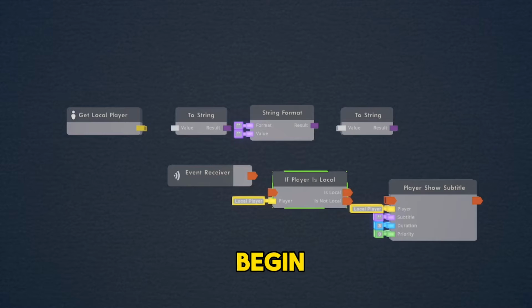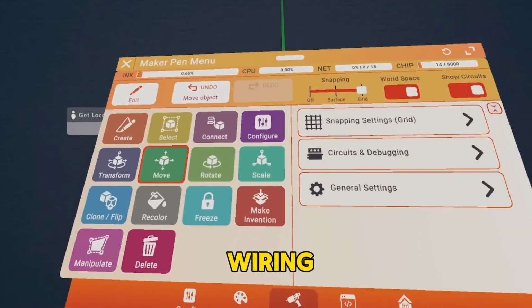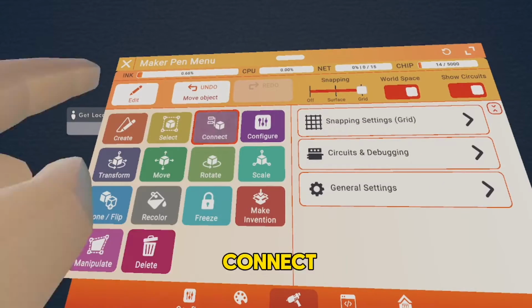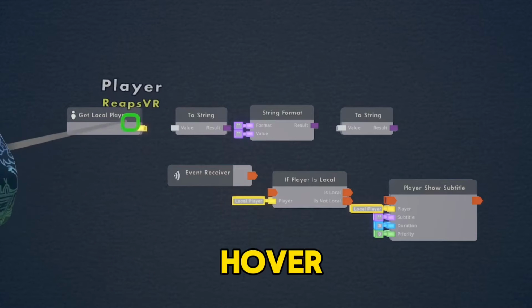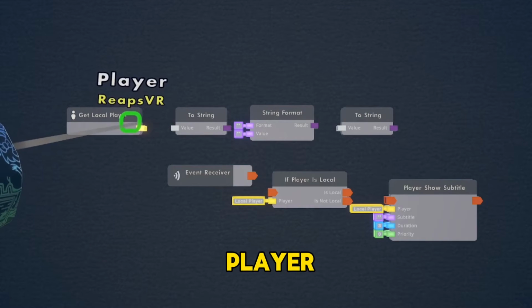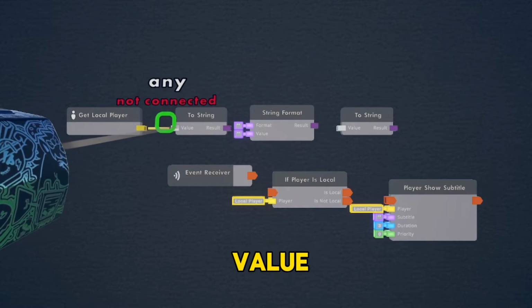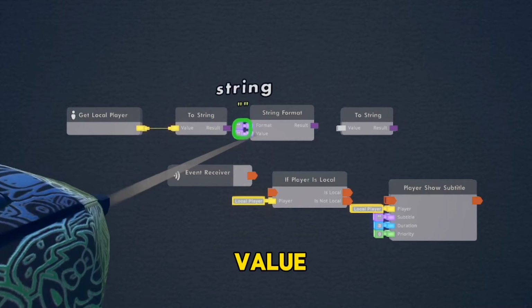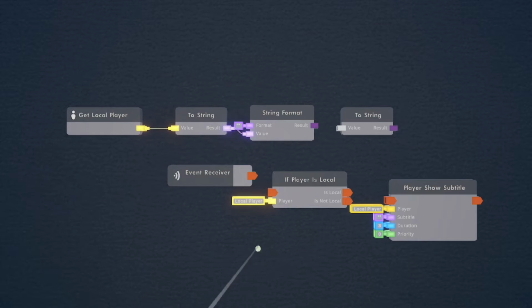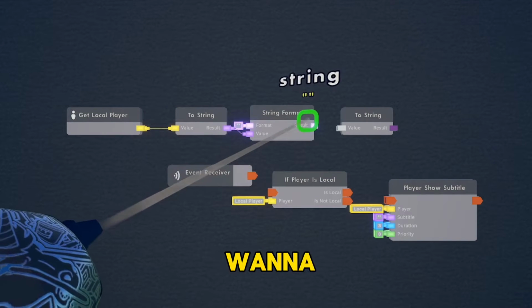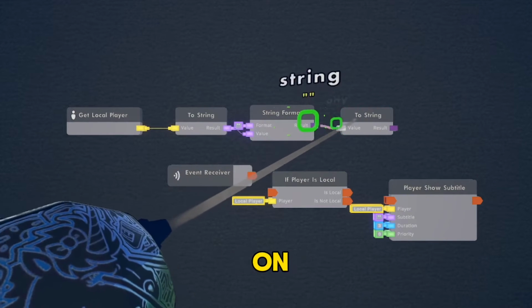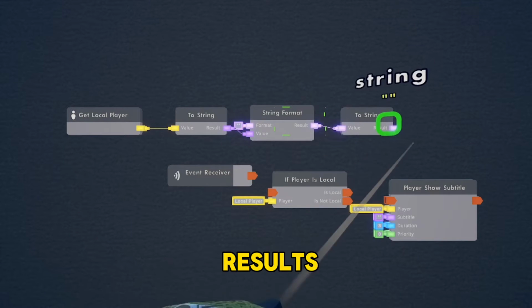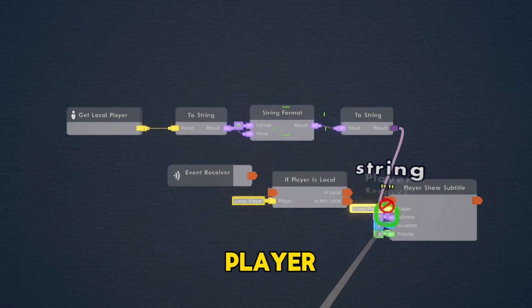Alright, let's begin wiring. To start the wiring, make sure you go back to your tools and select connect. Now, you want to hover over the get local player and connect it to the value on the 2 string. Then, you want to connect results to the value on the string format. Going over to the string format, you want to wire results to the value on the other 2 string. And then wire the results to the subtitle down on the player show subtitle.